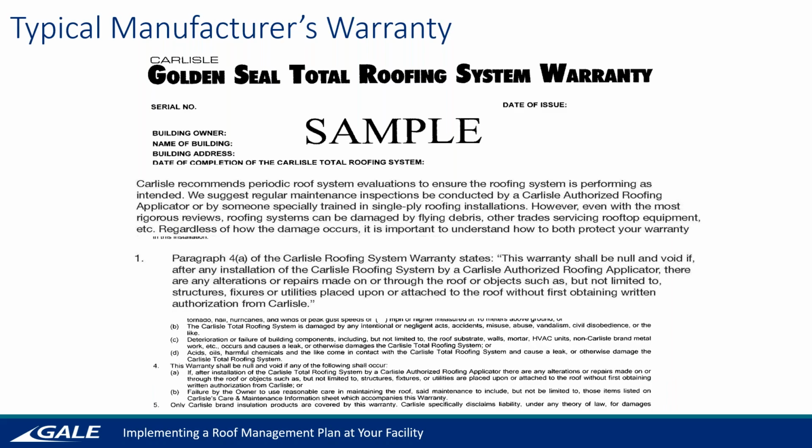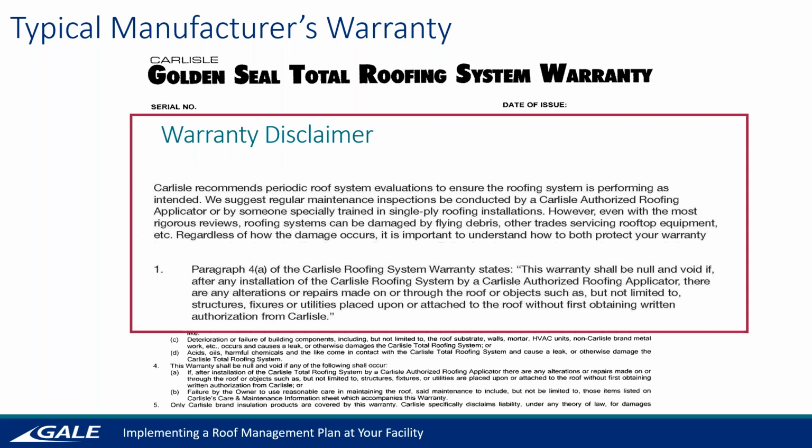Here's a sample warranty of a Golden Seal total roof system warranty. But if we look a little closer, we can see paragraph 1 in the quotations, excuse me. It says, "This warranty shall be null and void if after any installation of the roofing system by an authorized roofing applicator, there are any alterations or repairs made on or through the roof or objects such as, but not limited to, structures, fixtures, utilities placed upon or attached to the roof without first obtaining written authorization from the manufacturer."